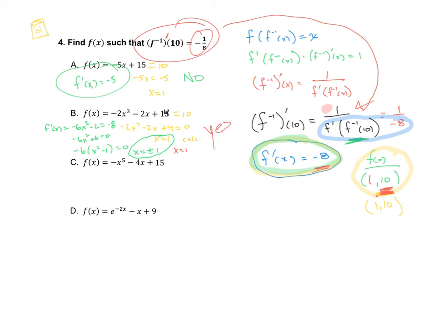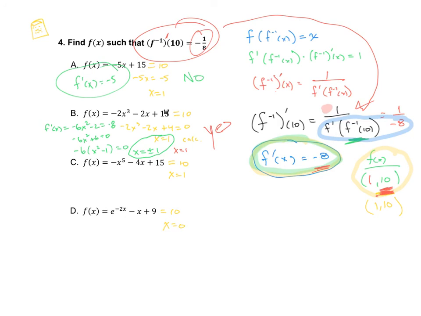Now, we can go through and check the rest. Again, can the y value equal 10? You can check that for each. Up here, the y value can equal 10, and guess what? This gives you x equals 1 again. And down here, this gives you x equals 0.